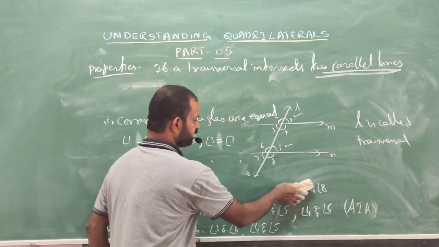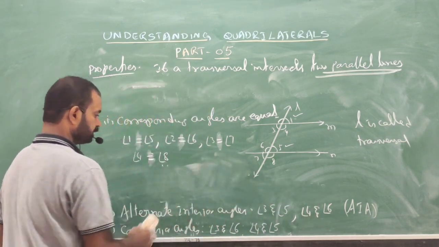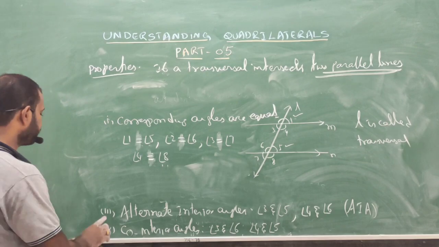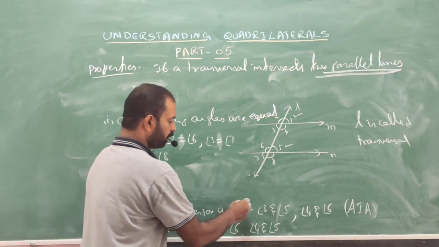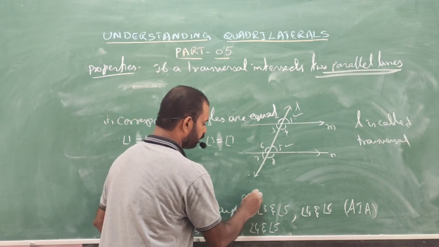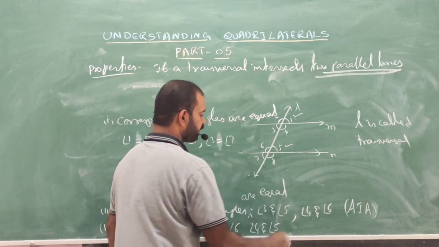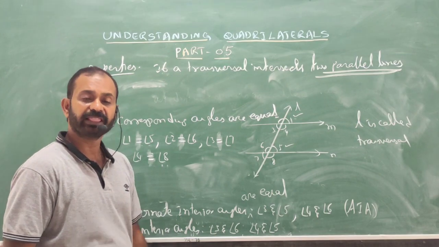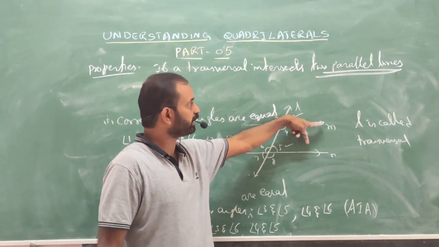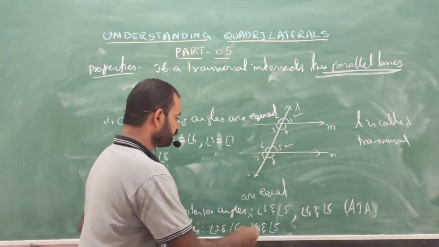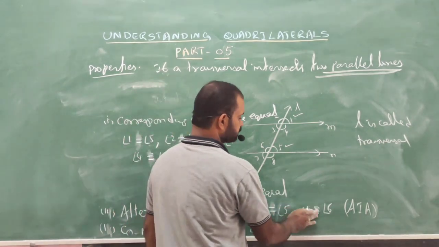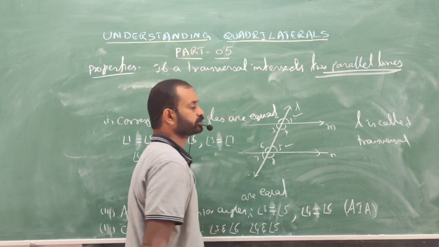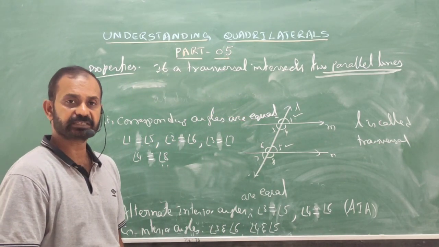Next, the second property is that alternate interior angles are equal. When are they equal? Only when these two lines are parallel. That is, angle 3 is equal to angle 5 and angle 4 is equal to angle 6.